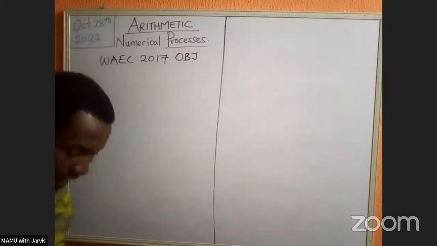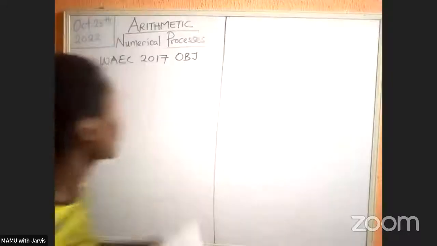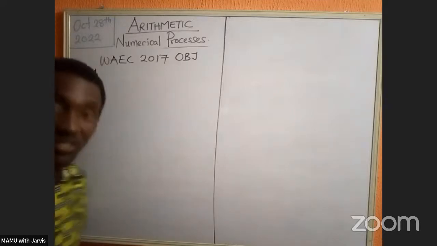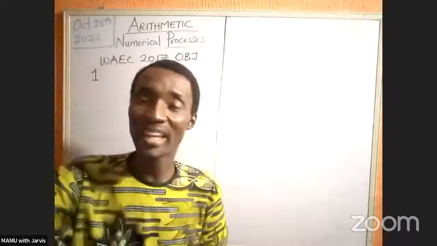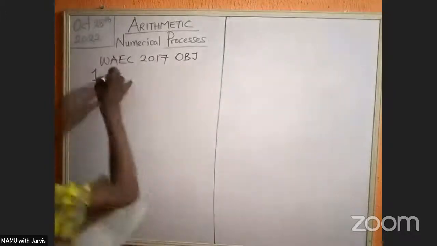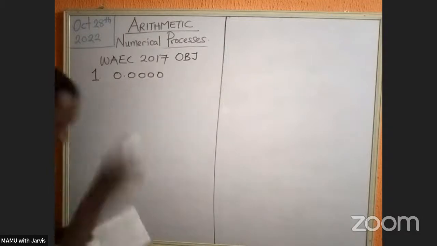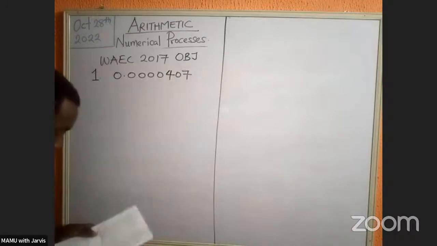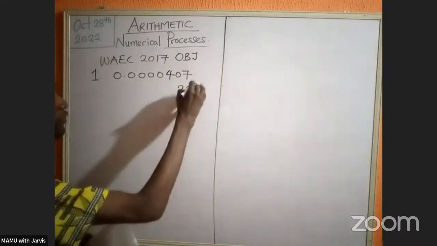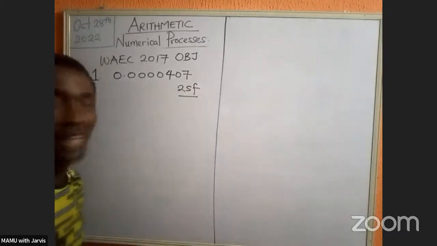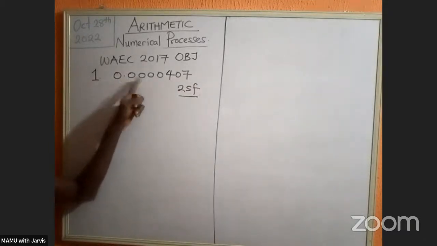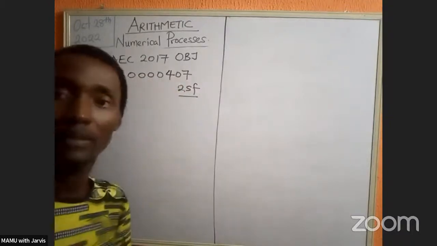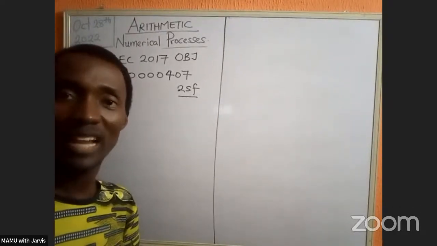All right, so we will start off with question number 1. It says express 0.0000407 correct to 2 significant figures. Can somebody help us with that? Express 0.0000407 to 2 significant figures. Can I get an answer to that? Somebody tell us?